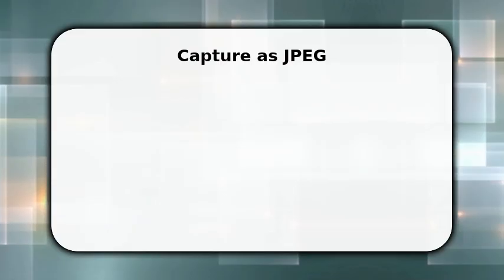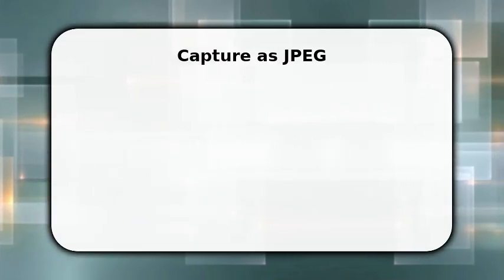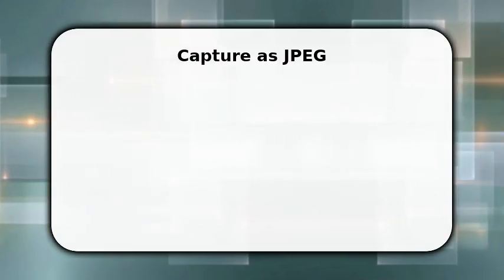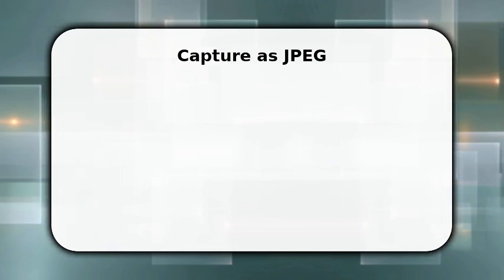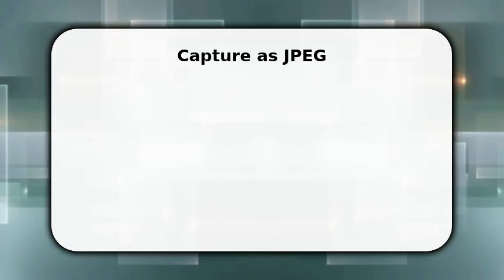Turn off RAW capture or RAW plus JPEG so the camera does not save a separate RAW file. This ensures the only file produced by the camera is a JPEG image ready for use.